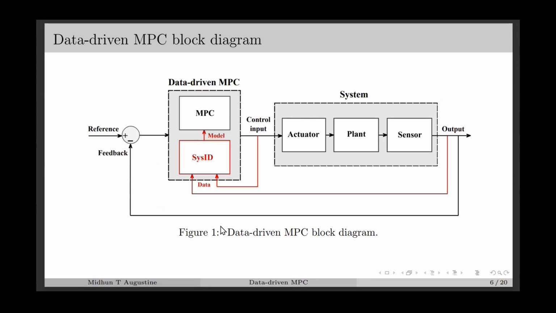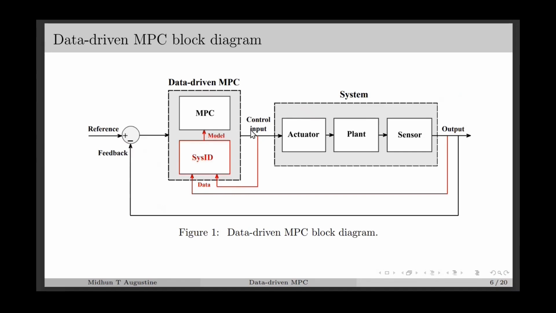Figure 1 shows a block diagram of the data-driven MPC scheme, which consists of a system block and a data-driven MPC block. The data-driven MPC uses the data, which consists of the control input, the output, and also the reference information, to compute the MPC control law. Typically, the data-driven MPC consists of a system identification block as shown here, which uses the input and output data to identify a dynamic model, which is then used by the MPC to compute the control law.